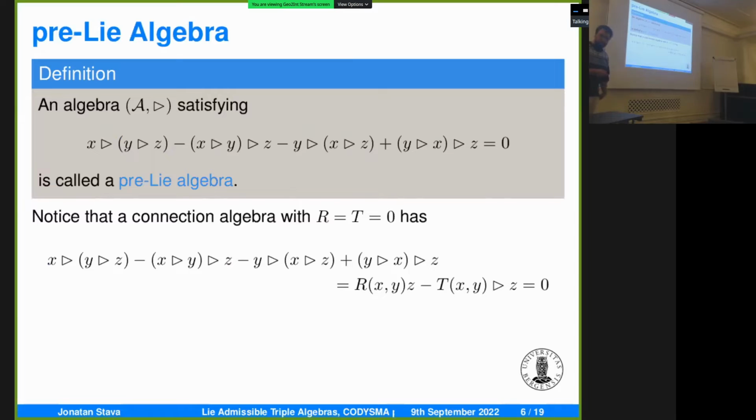Then we have what's called a pre-Lie algebra. A pre-Lie algebra is an algebra that satisfies this relation, exactly this, which I have also defined to be a triple bracket. If this is 0, you're in a pre-Lie algebra. I just want to remark that earlier I argued that if you take the curvature and the torsion against each other in this way, you write out exactly this relation. So if both the curvature and the torsion are 0, the connection algebra is a pre-Lie algebra.